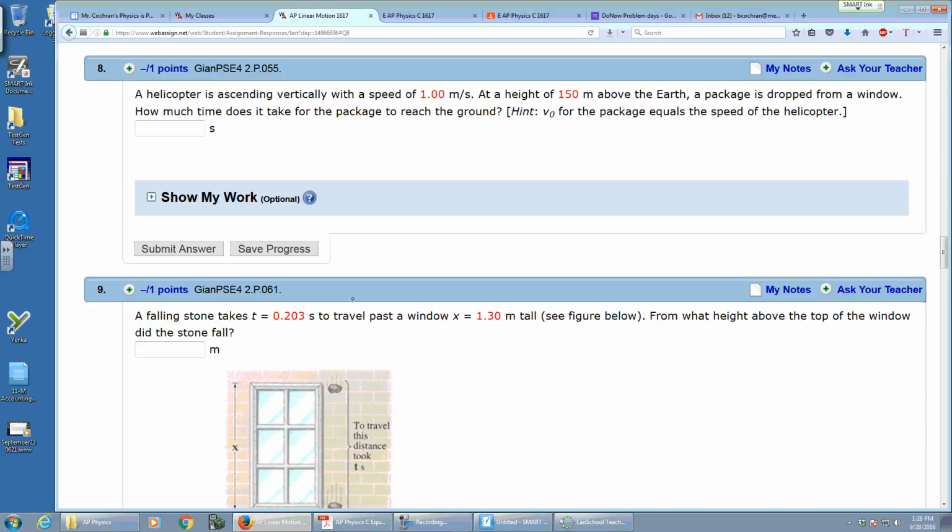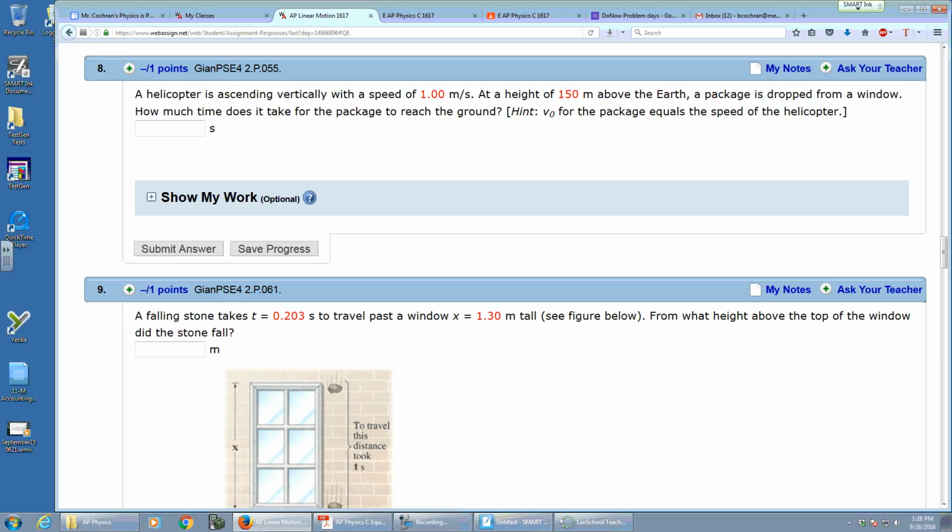Start with number 8. A helicopter is descending vertically with the speed of this. You guys understood the red numbers? Everyone has different red numbers, right? Good. At a height above this, for the earth, a package is dropped from a window. How much time does it take for the package to reach the ground?